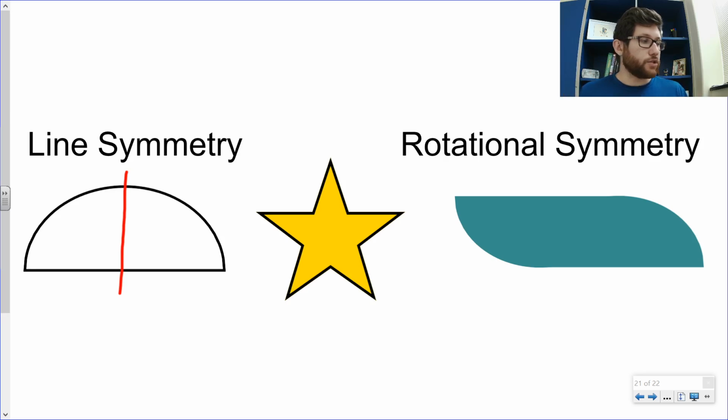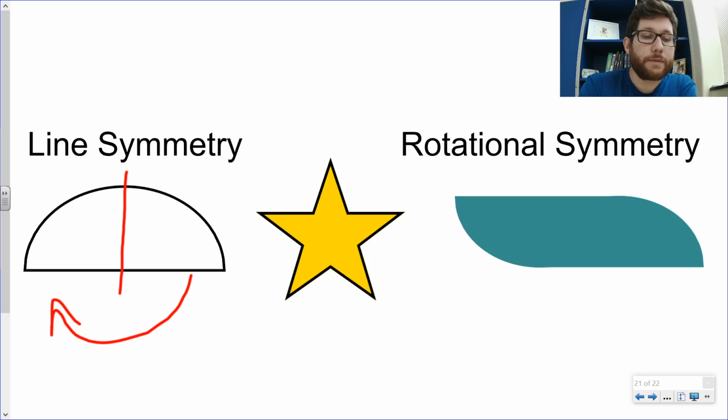Now, there's a second type of symmetry, rotational symmetry. The idea of rotational symmetry, let's take a post-it here. Post-it note has line symmetry, right? I could cut it different ways, but it also has rotational symmetry. The idea that I could take a post-it note and rotate it less than 360 degrees and it ends up landing on itself. That's a form of rotational symmetry. So if I look at this semicircle, I could try rotating it, but I'd have to rotate it 360 degrees before it landed on itself. So this one has line symmetry, but not rotational symmetry.